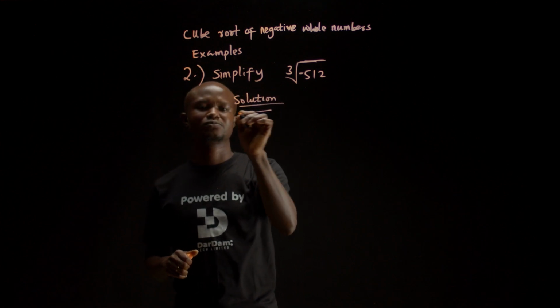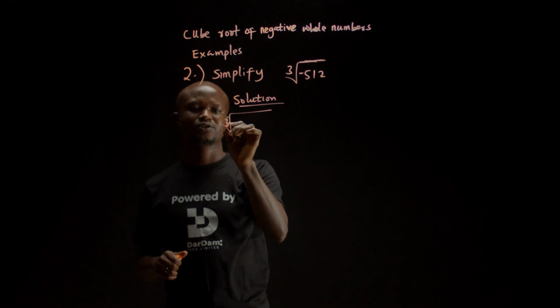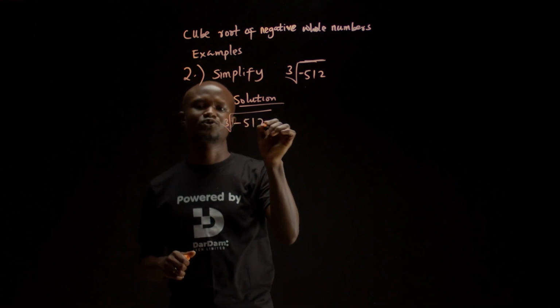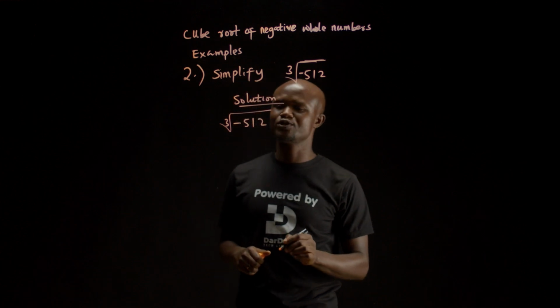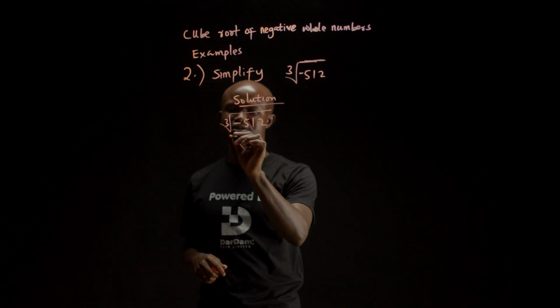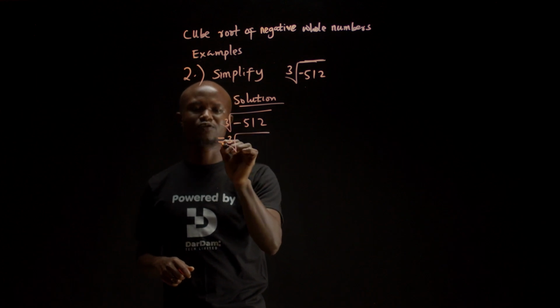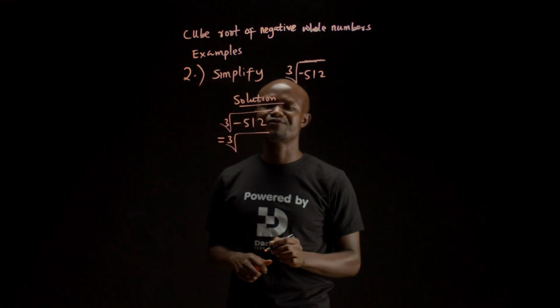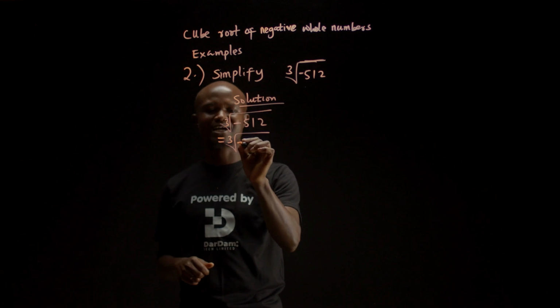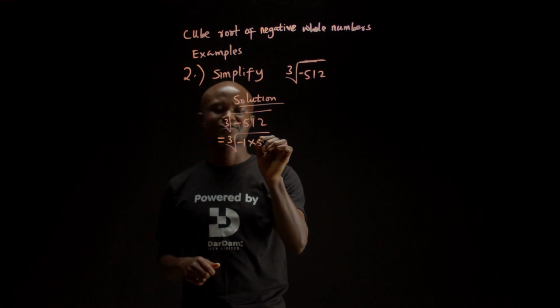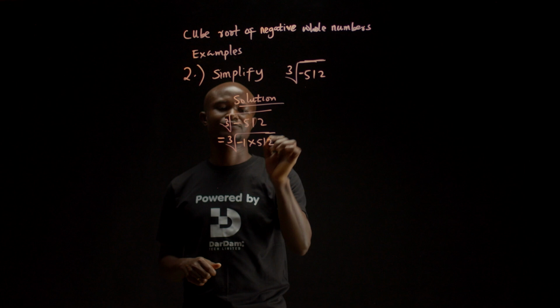Solution. Cube root of minus 512. So for you to find the cube root of this, it can be written as the cube root of what? Minus 512 can be written as minus 1 times 512.